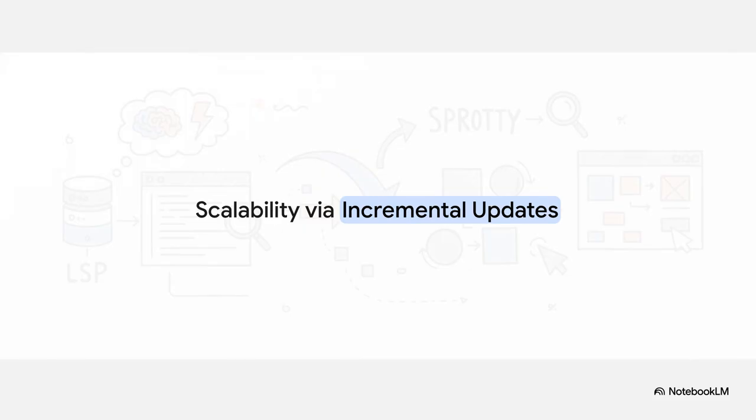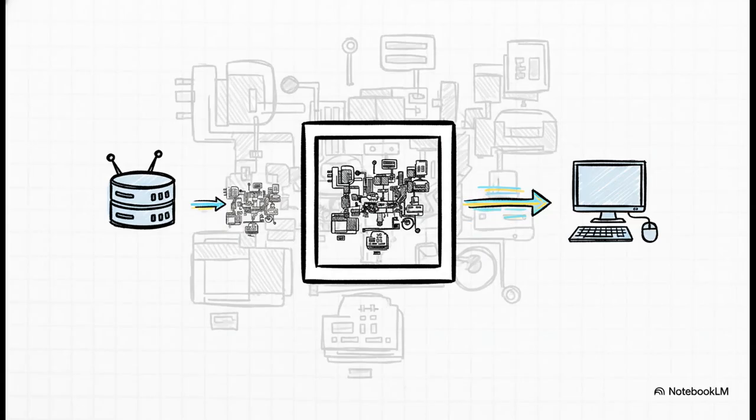Okay, but what about really, really big systems? Trying to send a diagram for a massive project every single time would be unbelievably slow. That's where incremental updates are a total game changer. Instead of trying to send the entire blueprint for a million-line system at once, the client is smart. It only asks for the parts of the diagram you can actually see on your screen. This completely slashes those initial load times and makes it possible to work with huge systems.